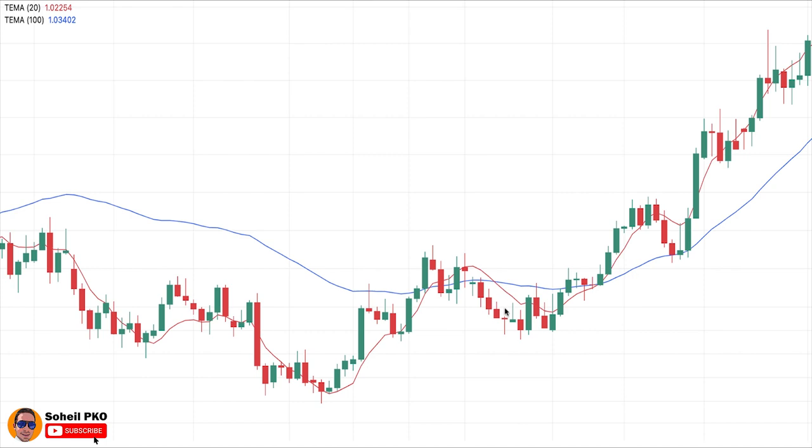TEMA is a moving average, so it can be interpreted and used like any other type of moving average, but with TEMA it has less lag and it responds to the price changes more quickly, which makes it an excellent tool for discovering changes in the market and finding trade entries in short-term trading.